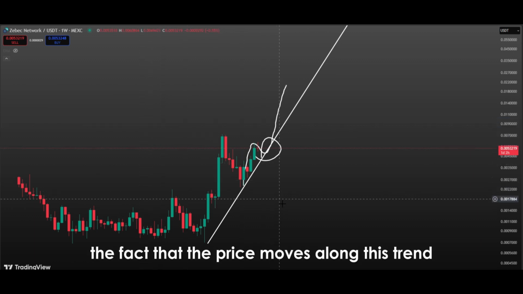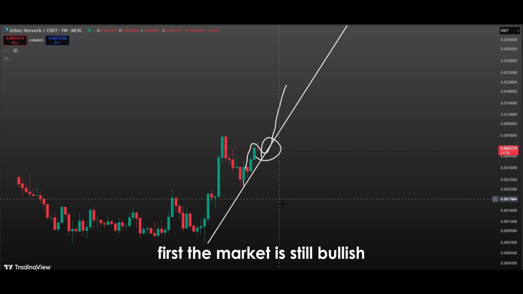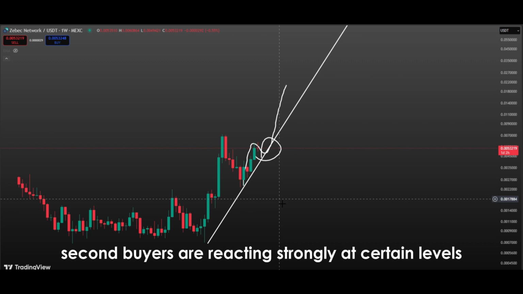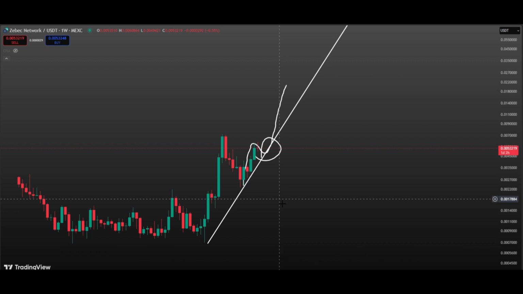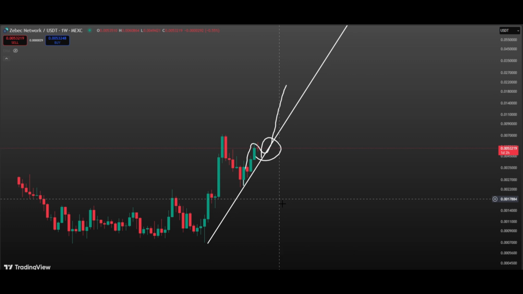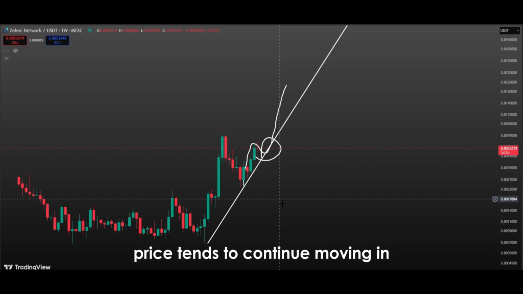The fact that the price moves along this trend, touching it repeatedly, sends two important messages. First, the market is still bullish, meaning the overall direction is upward. Second, buyers are reacting strongly at certain levels and are not allowing the price to drop. This gives investors confidence because as long as the trend line is not broken, the upward movement is expected to continue. In technical analysis, the saying, "the trend is your friend," exists for a reason. Price tends to continue moving in the direction of the trend.